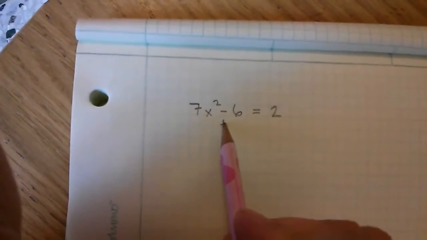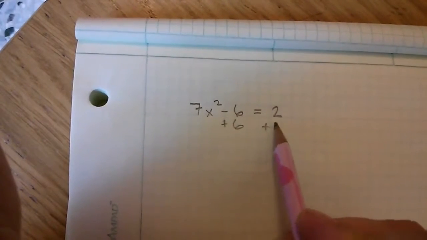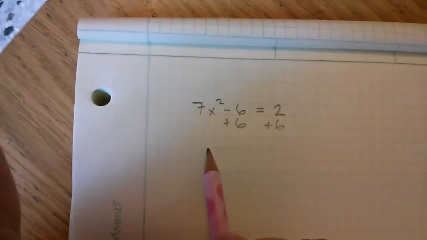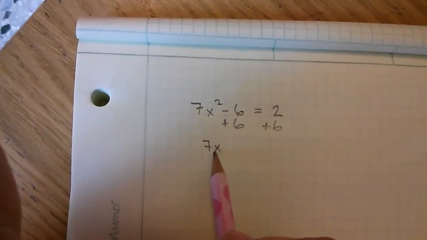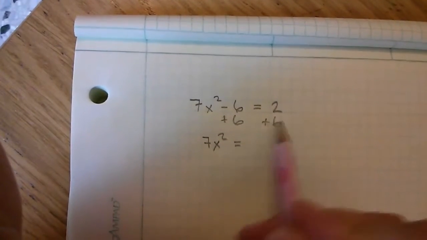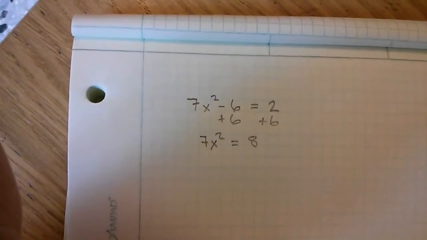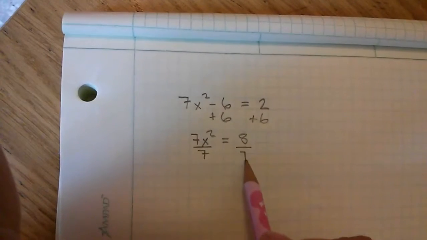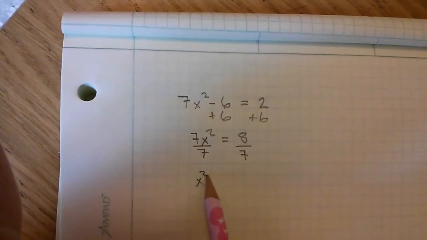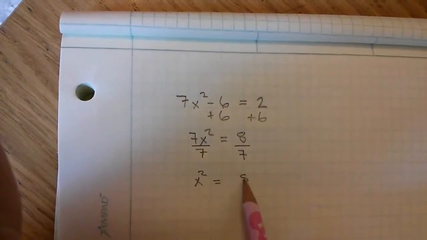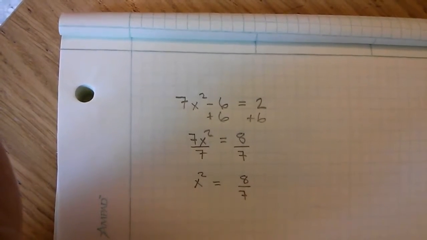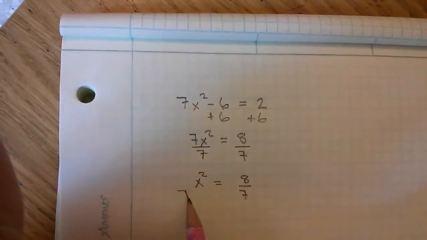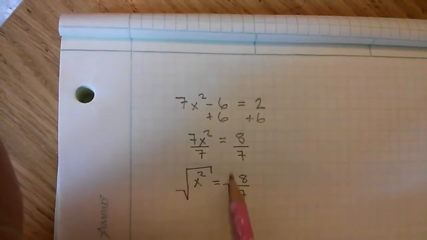Okay, so I'm going to isolate the variable. I'm going to add 6 to both sides. So now we've got 7x squared equals 8. Okay, divide by 7. So we've got x squared equals 8 over 7. Now we take the square root of both sides.